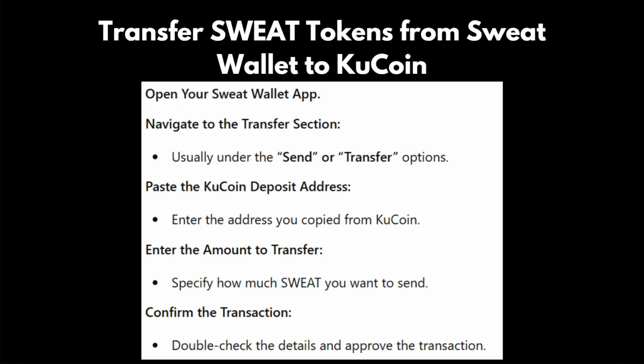So to transfer Sweat coins from Sweat Wallet to your KuCoin, you just have to open your Sweat Wallet application and navigate to the transfer section, and usually it is under the send or transfer options. So after that, paste the KuCoin deposit address that you've copied earlier from your application.